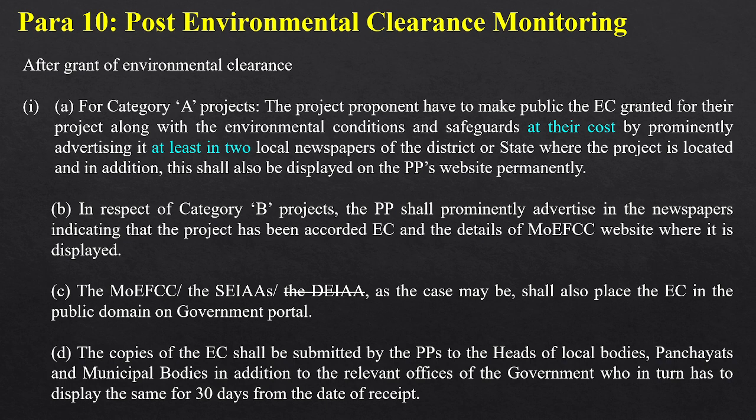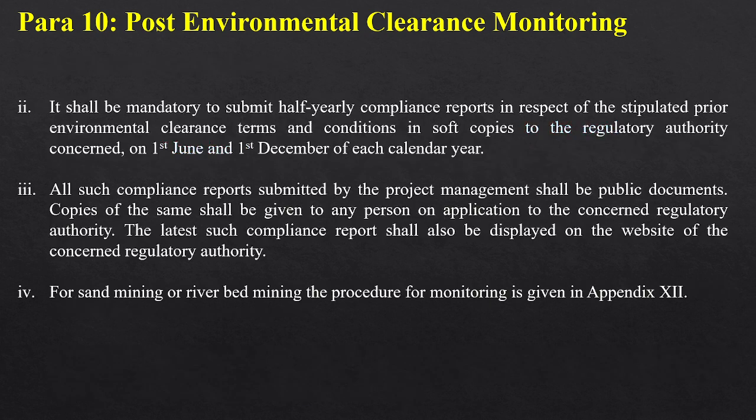In respect of category B projects, the PP shall prominently advertise in the newspapers indicating that the project has been accorded EC and the details of the MOEF website where it is displayed. The MOEFCC and the SIAA, as the case may be, shall also place the EC in the public domain on the government portal. The copies of EC shall be submitted by the PPs to the heads of local bodies, panchayats and municipal bodies, in addition to the relevant offices of the government, who in turn have to display the same for 30 days from the date of receipt.